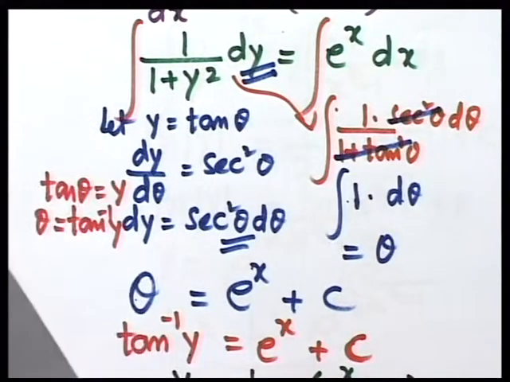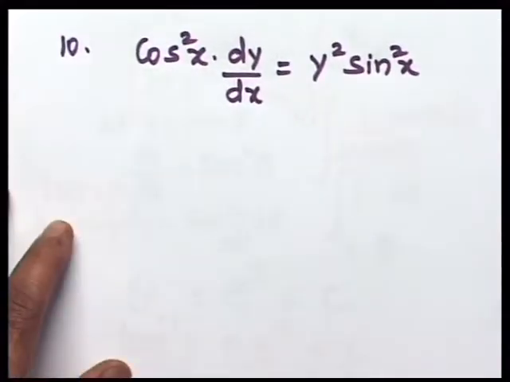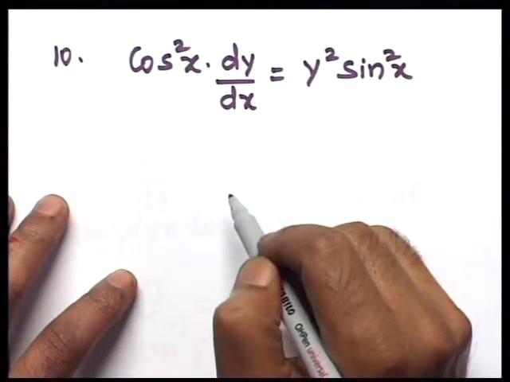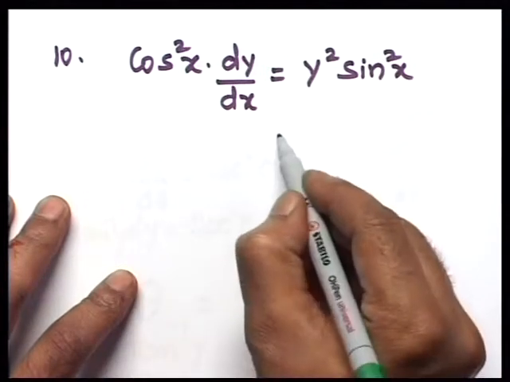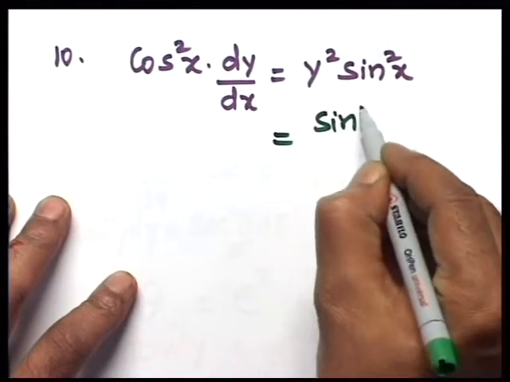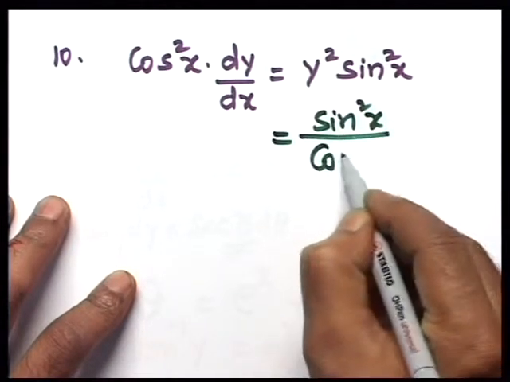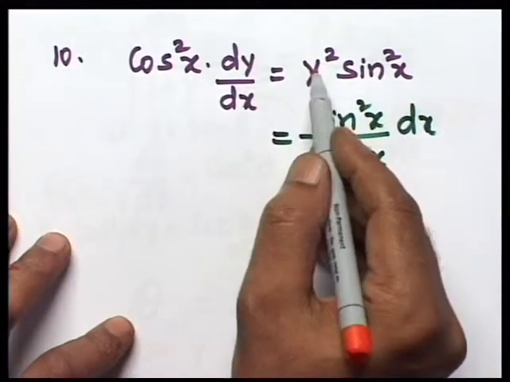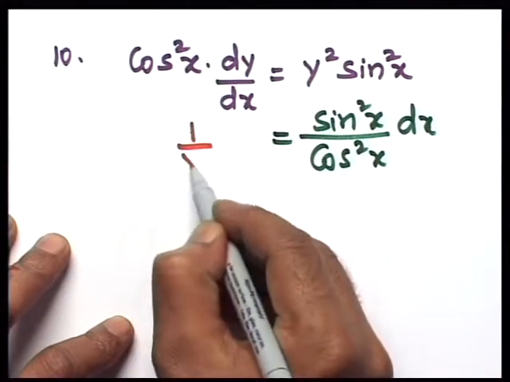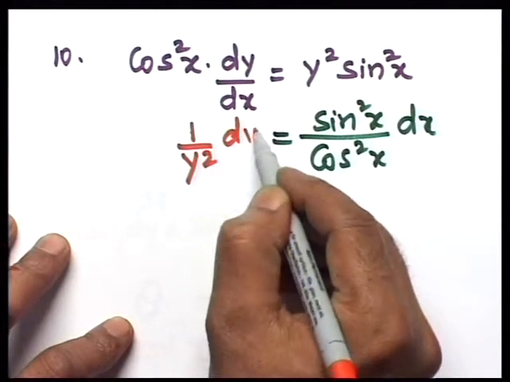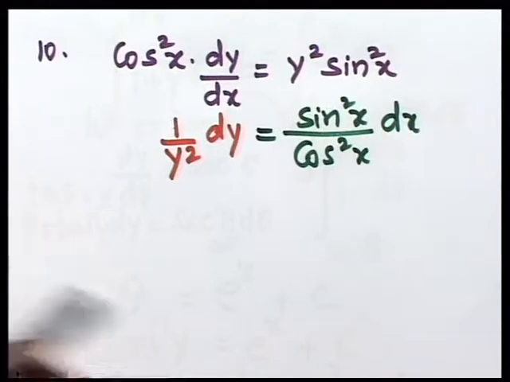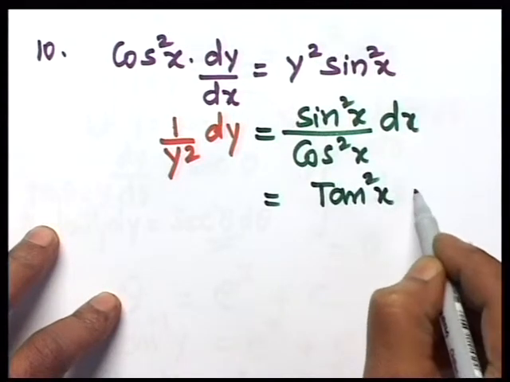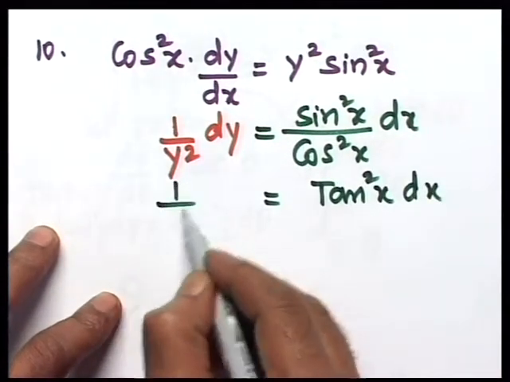We got one more that is here. That's the 10th question. cos square x dy over dx equals y square sine square x. Nice. Sine square and cos square, we can move them to one side, right? sine square x divided by cos square x, and dx also moves to the right hand side. On the left side we can move the y square, so that's 1 over y square dy. All right, that's it. So the right hand side looks a little bit smarter. That's tan square x dx.